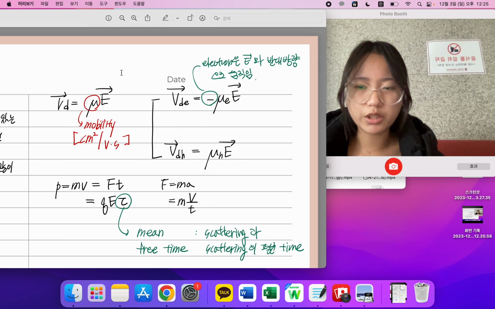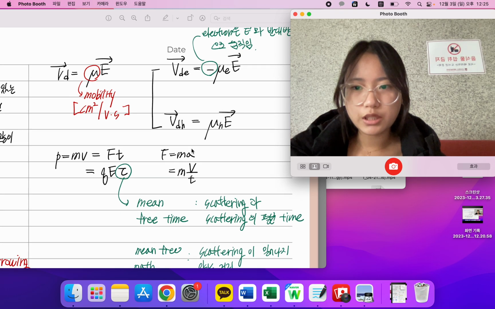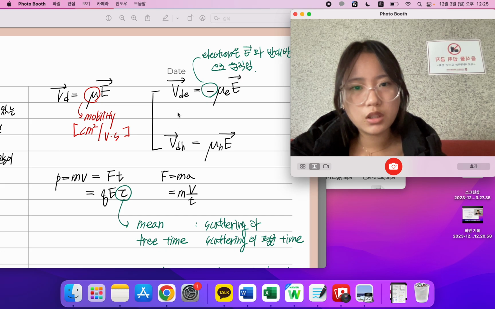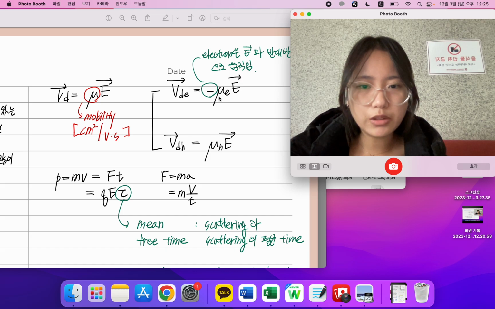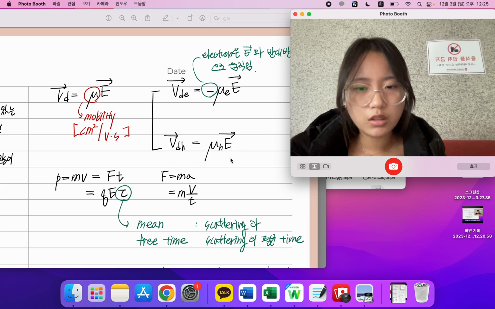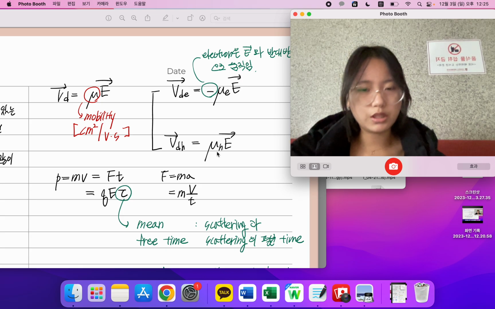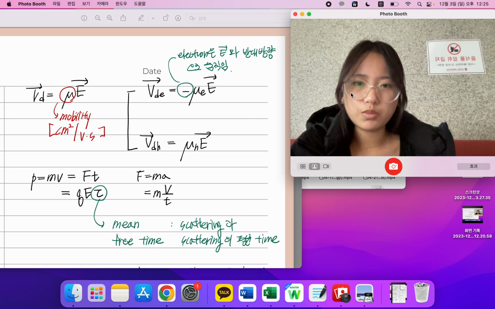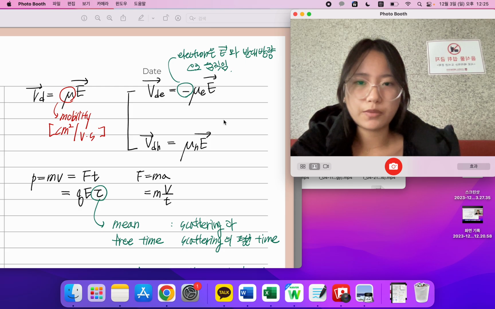So we derive this mathematical equation. Velocity v is mobility times E, where E is the electric field and mu is the mobility. We can mark that electron velocity is minus mu E, and hole velocity is mu E. This minus sign means the electron moves in the direction opposite to the electric field.